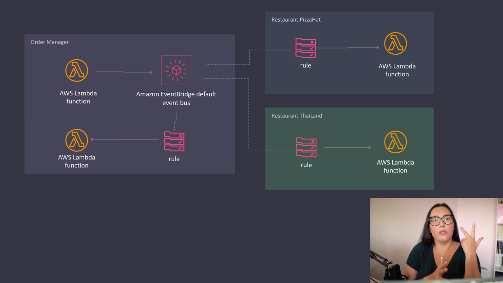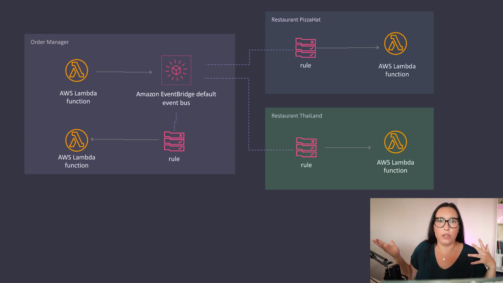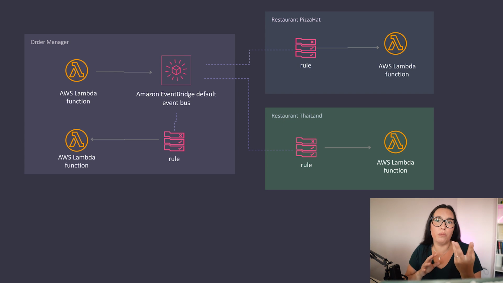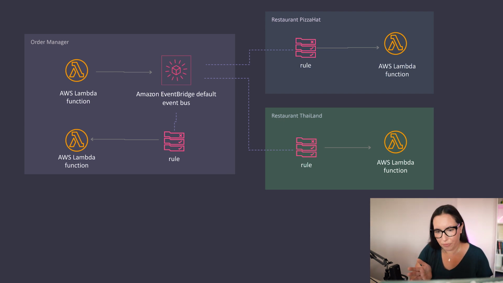And for this, I'm going to use three SAM projects simulating the three parts of our application. We have the producer, that will be the application that is taking in the orders from the customers and sending these messages to the different restaurants. And then we will have two restaurants, so two consumers in this case, that are listening to the rules. They have rules attached in EventBridge, and they trigger Lambda functions when those rules get triggered.